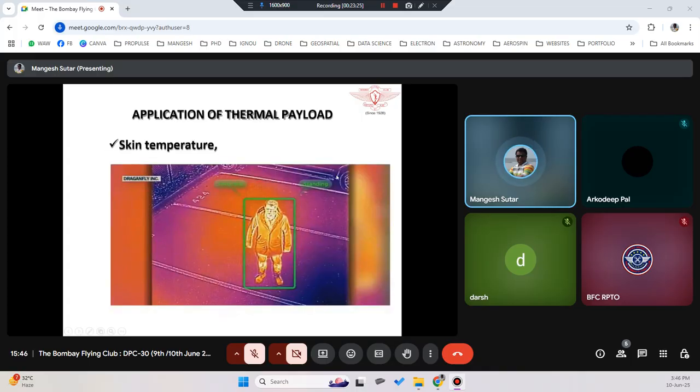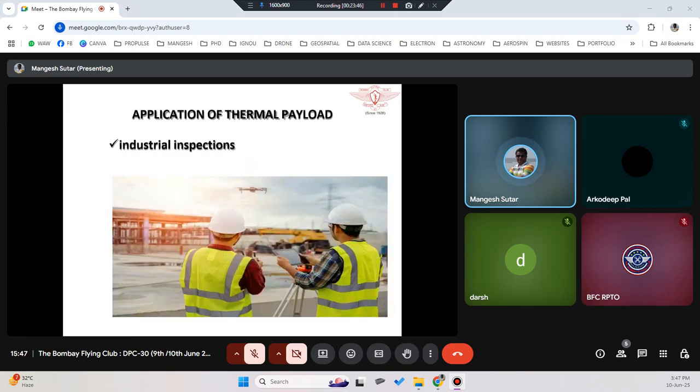Skin temperature, I talked about during the COVID times. Earlier we used to measure the temperature normally using thermometers or a digital thermometer, but here, without touching the body or the subject, we can get the skin temperature of the person. So that is again one of the applications of the thermal payload. Industrial inspections also, where we can use thermal cameras to get the health of the infrastructure, like in refineries or big pharma plants, like pharmaceutical plants. In all those locations you can use a thermal payload to do inspections of your plants.